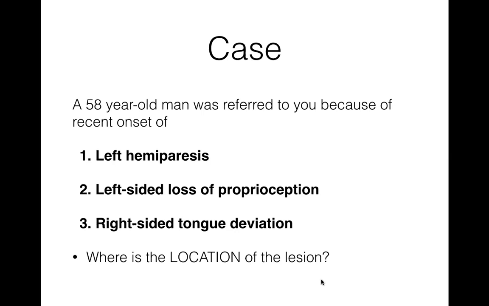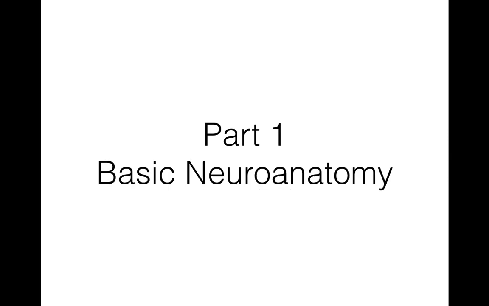Now, it might be a little bit challenging for you because we don't have any background yet on neuroanatomy. In order for us to understand the problem and to localize where the lesion is, there should be a basic understanding of the different levels of the neuroanatomical structures, with a corresponding presentation that is characteristic for each level of the nervous system. So in order for us to answer that question, let's have an introduction first into basic neuroanatomy. Welcome to the first part of our lecture.